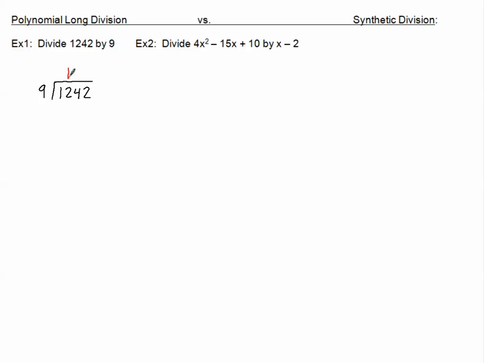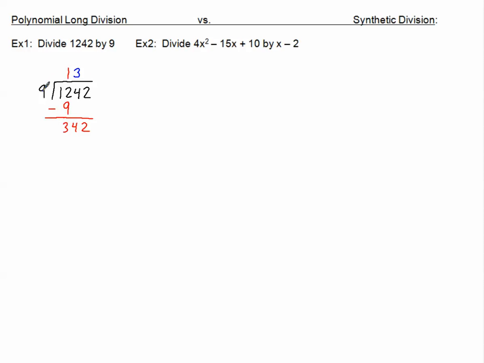And that answer goes up top here. And then we multiply this number by this number and put that right here. And then we draw our line and we change our sign because we do need to subtract. And we get 12 minus 9 is 3, and then we bring down everything else, 342. I'm going to switch colors. And then we go again. 9 doesn't go into 3, but we ask how many times does 9 go into 34? And it goes in 3 times.